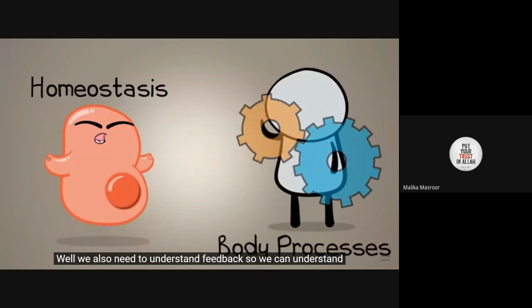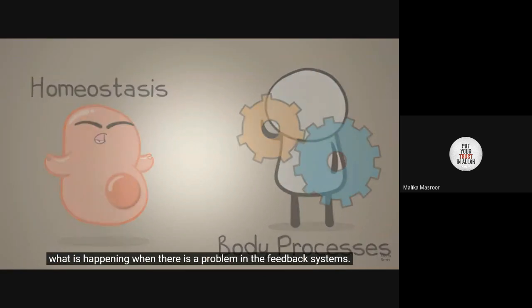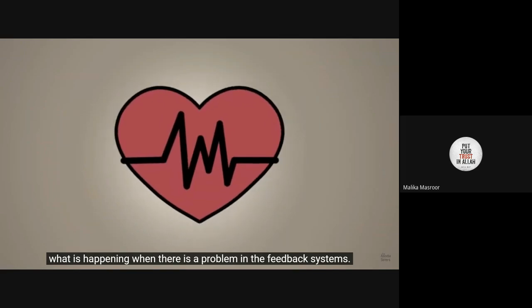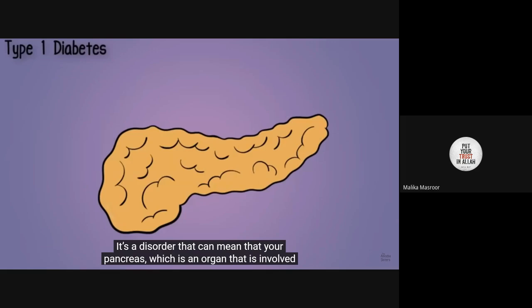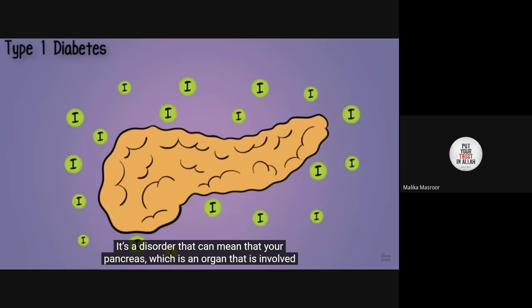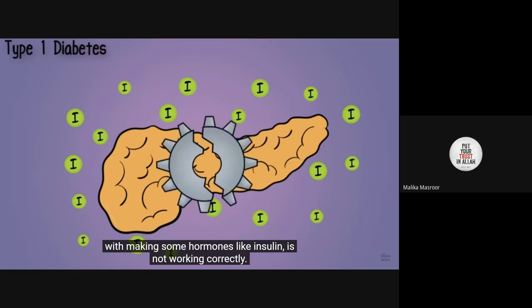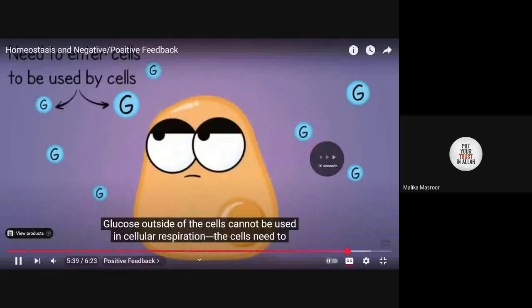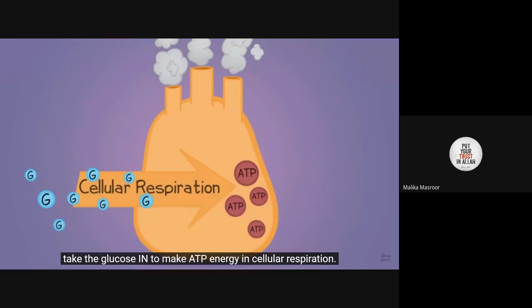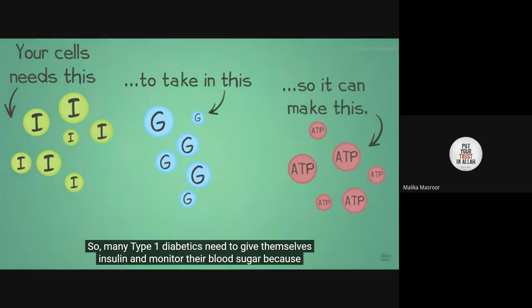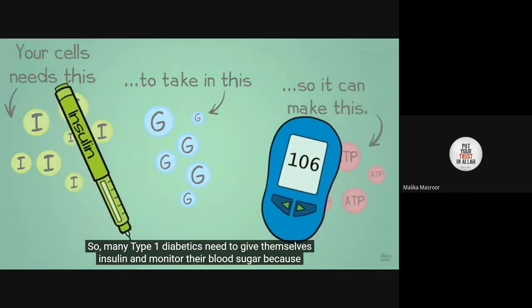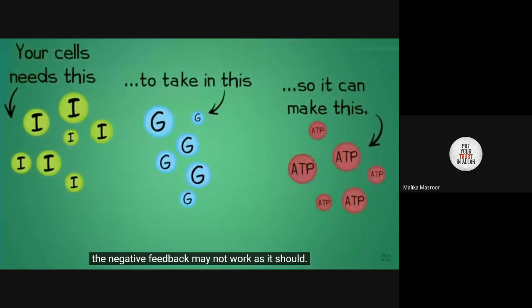Well, we also need to understand feedback so we can understand what is happening when there is a problem in the feedback systems. One example, perhaps you've heard of type 1 diabetes. It's a disorder that can mean that your pancreas, which is an organ that is involved with making some hormones like insulin, is not working correctly. Insulin cannot be used in cellular respiration. The cells need to take the glucose in to make ATP energy in cellular respiration. Therefore, your cells need to be able to take in the glucose to survive. So many type 1 diabetics need to give themselves insulin and monitor their blood sugar because the negative feedback may not work as it should.